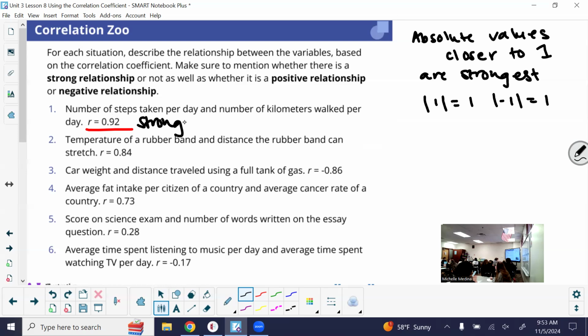Okay, so strong. And then tell me, because it also says whether it has a positive or negative relationship. Would it go up or down on the graph based on the value? So raise your hand if you think for number 1 it would be positive.